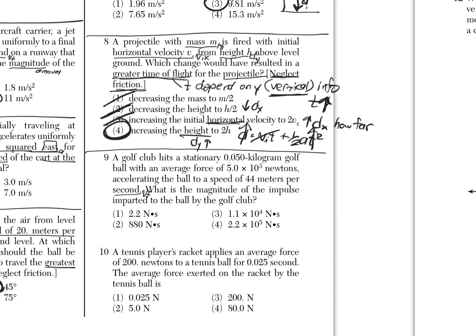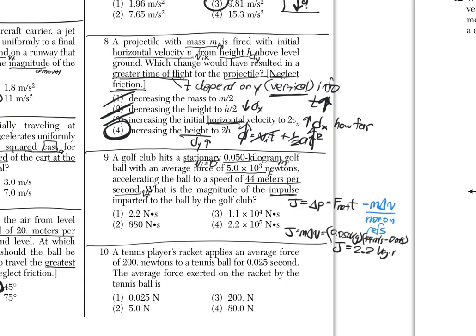Now for this formula, the units are kilogram meters per second, but the equivalent units, because J equals F net t, Newton seconds are equivalent units for impulse. Impulse and momentum have two possible units, kilogram meters per second or Newton seconds. Just be careful. Notice that choice 4 has 2.2 times 10 to the 5, and that is not what we're looking for. We're looking for just straight up 2.2 Newton seconds, and so that's choice 1.